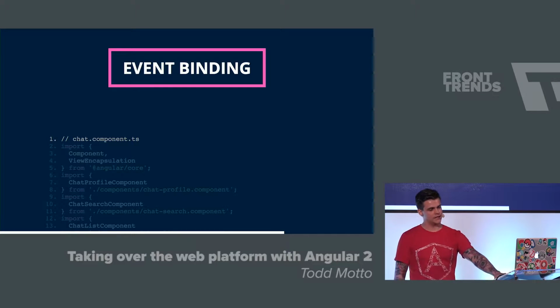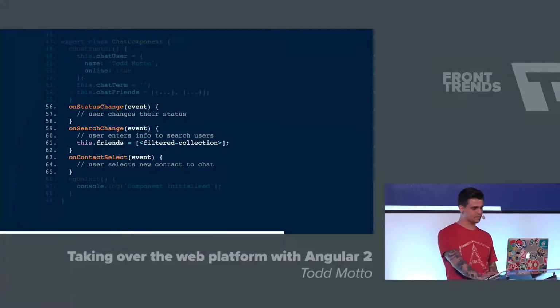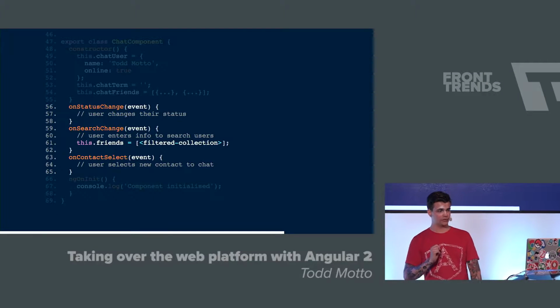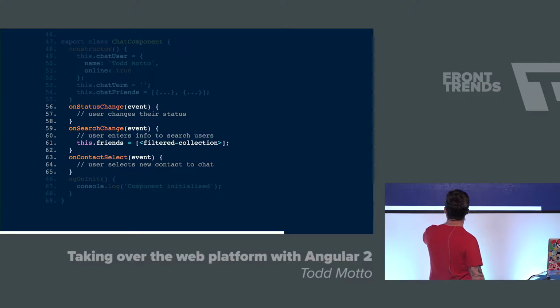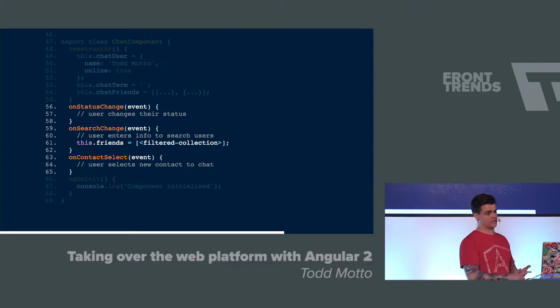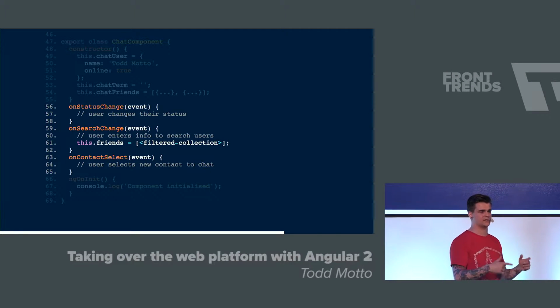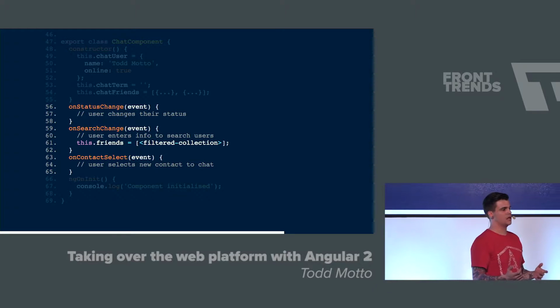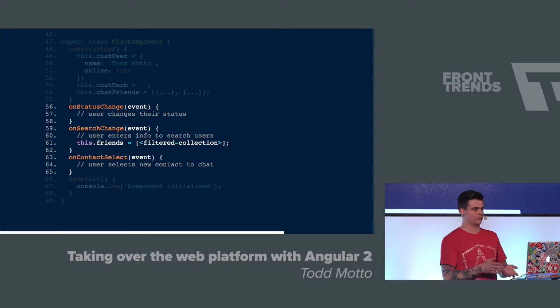How we pass it back is through event binding. So we're still inside chat.component, but now we've created some functions. If you can see the lines above that, we've still got this.chatUser and chatTerm and chatFriends. Underneath that, we've got onStatusChange, onSearchChange, and onContactSelect. So these are just completely made up methods, but if we were creating a chat component, these would probably be what we want.